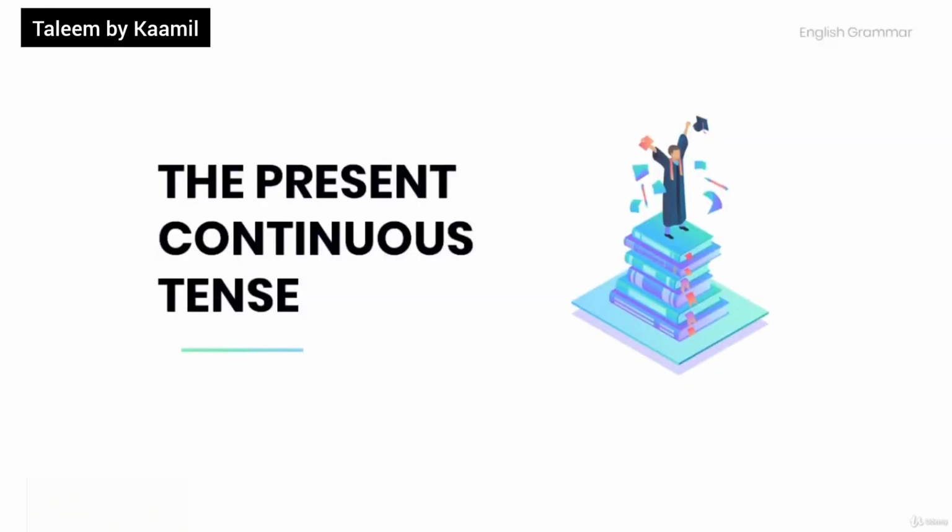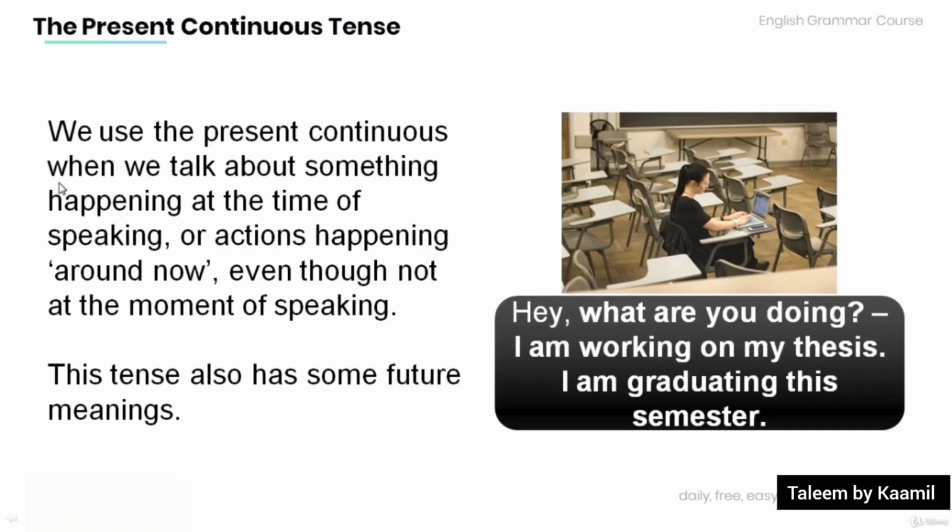Welcome to this tutorial. Today, we're going to talk about the present continuous tense. Let's get started. Now, we use the present continuous when we talk about something happening at the time of speaking or actions happening around now, even though not at the moment of speaking. Note that this tense also has some future meaning. Have a look at the example over here.